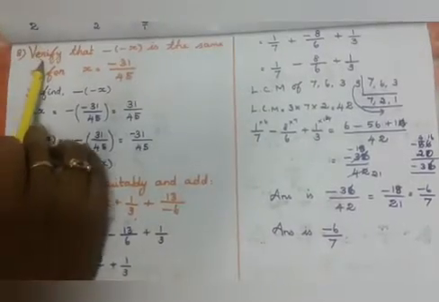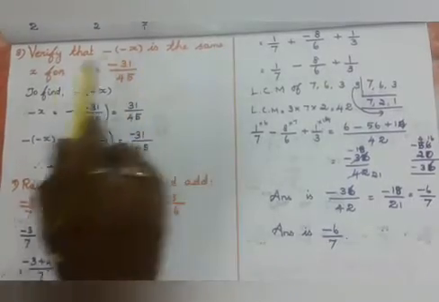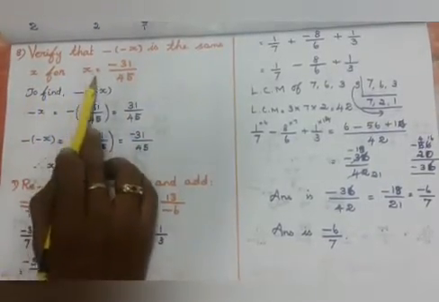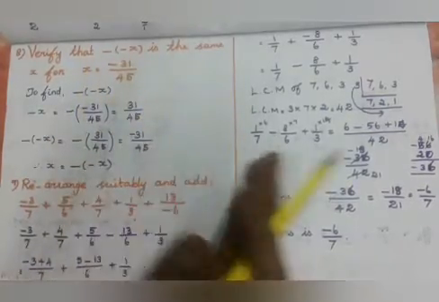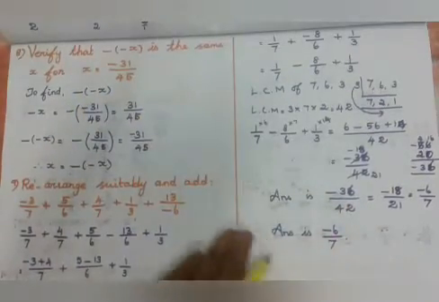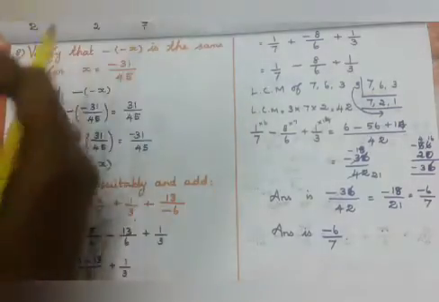Next sum. Verify that minus of minus x is the same as x, for the given x value. Minus of minus x is equal to x. It says to verify. So to find, we need to find minus of minus x for the given number.